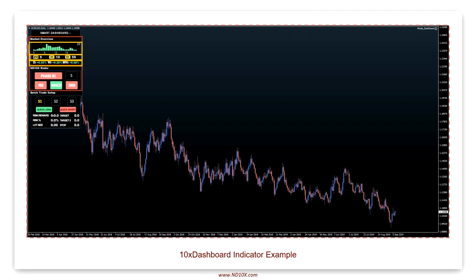Below that, you have RSI, MACD, and stochastic RSI, giving you a quick overview of whether the market is bearish or bullish. So RSI here would be bearish, MACD bullish, stochastic RSI bearish. Of course, you will learn more about that and what you need to see there once we start explaining the rules.